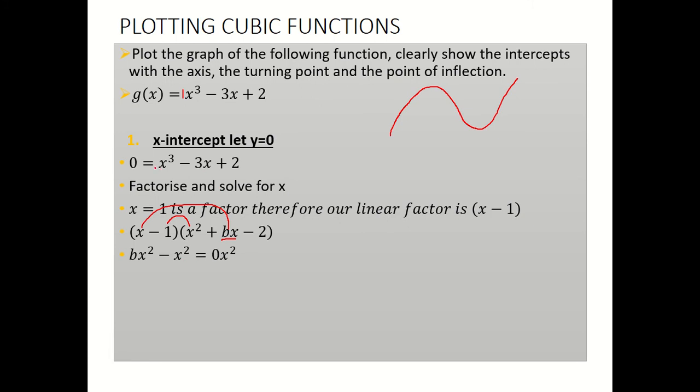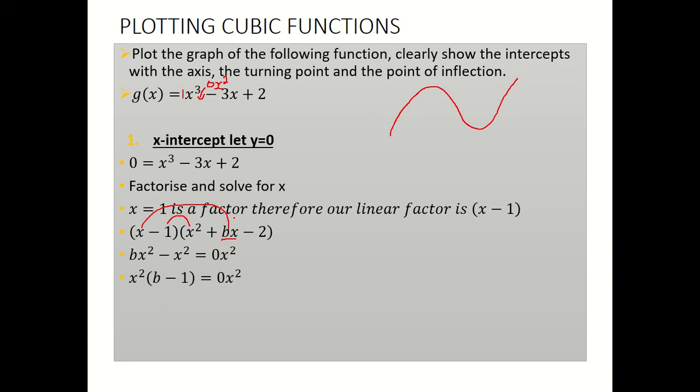But because in my original function, I don't have x to the exponent of 2, I'm going to add it. So basically it's supposed to be there, meaning that it'll just be 0x squared. So that's why I have 0x squared. If you don't have x squared in the original equation, you just equate it to 0x squared. Now I will have done it.